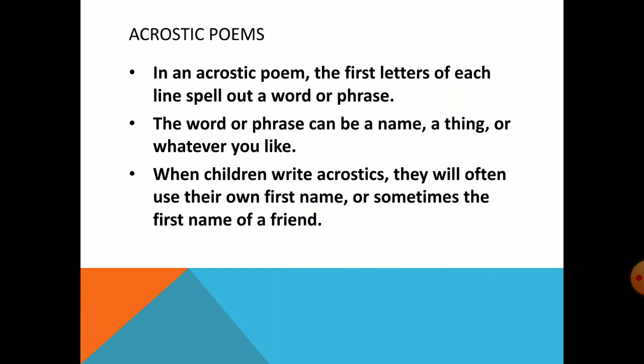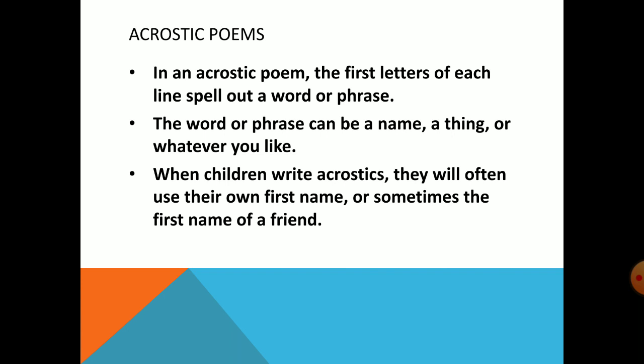Okay, acrostic poems. The definition is: in an acrostic poem, the first letter of each line spells out a word or a phrase. Like from every letter of a word you can make another line or another word. From each letter you will make a new word or a new phrase. The second thing you keep in mind is the word or phrase can be a name, a thing, or whatever you like. There is no restriction over you. You can make it a word, name, a thing, or whatever you like.